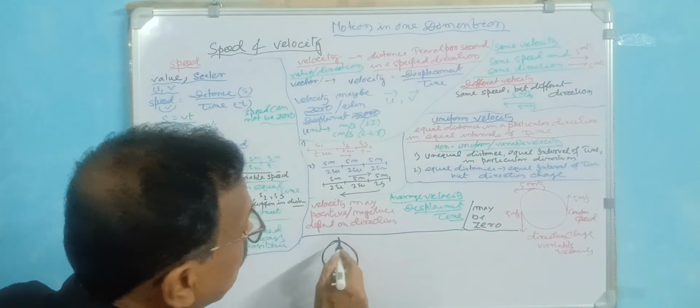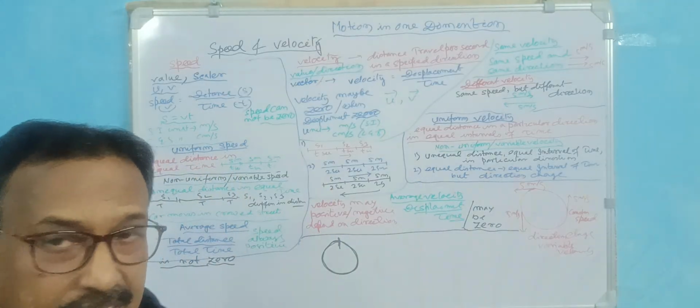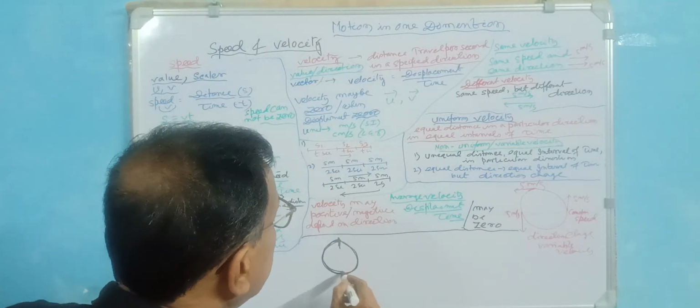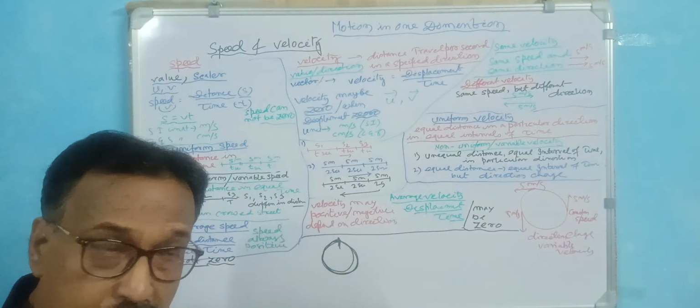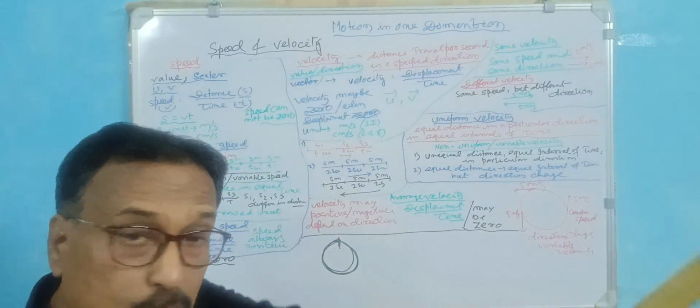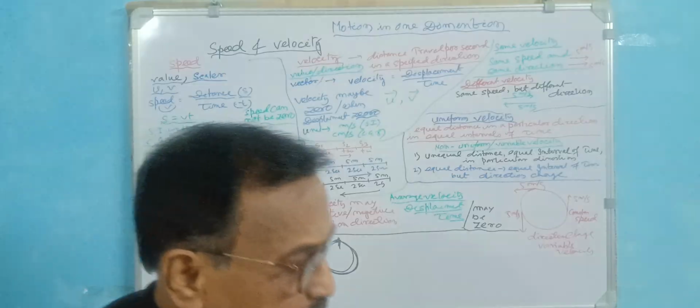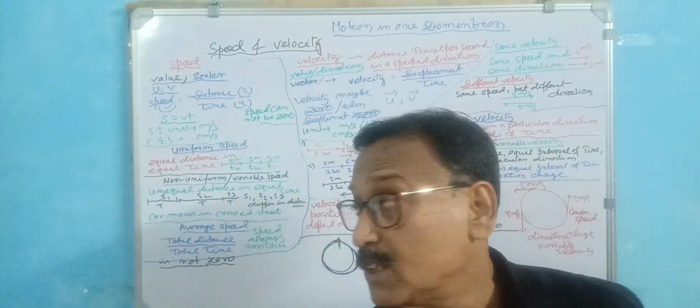But what is displacement? Displacement is the final and the initial position. In the case of a circular path, displacement is 0. When the displacement is 0, the velocity is 0. But the distance is not 0, so speed is not 0.